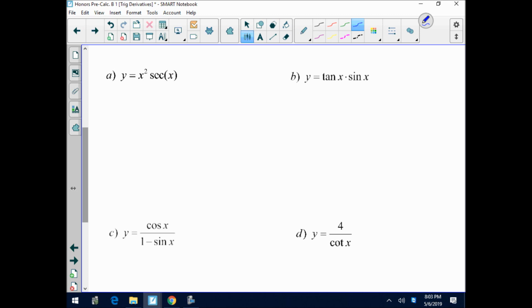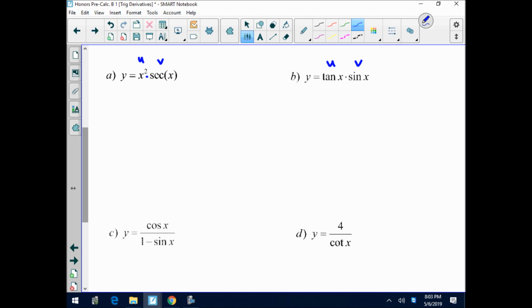For the first one, a, we've got y equals x squared times secant x, and of course we're seeing a multiplication, which means we're going to want to use the product rule. So our x squared would be our u, and our secant would be our v, and we take the derivative with the product rule. Similarly, with b, we've got tan x times sine x. So we can say our tan x is our u and our sine x is our v, and again we want to take the derivative with the product rule.